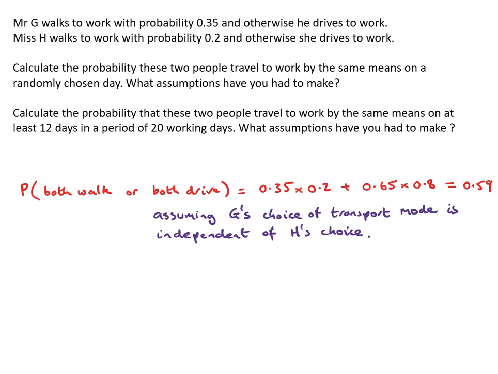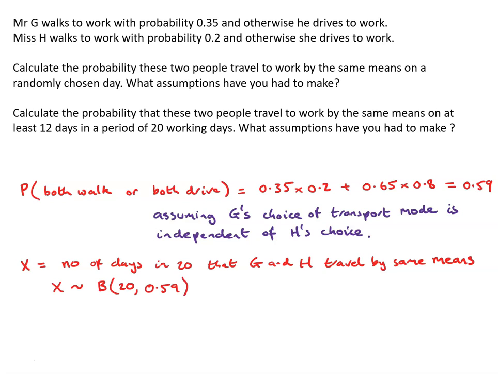Calculate the probability that these two people travel to work by the same means on at least 12 days in a period of 20 working days. What assumptions have we had to make? Well, assuming that our previous answer was correct and that each day is independent of the other days, then the number of days that they both travel by the same means is going to be a binomial distribution with n equals 20 and p equals 0.59.